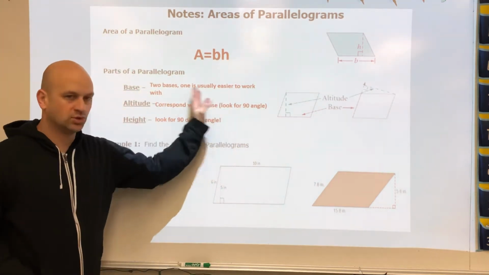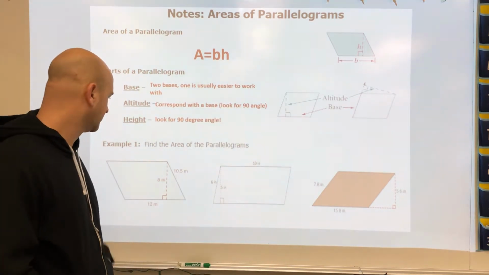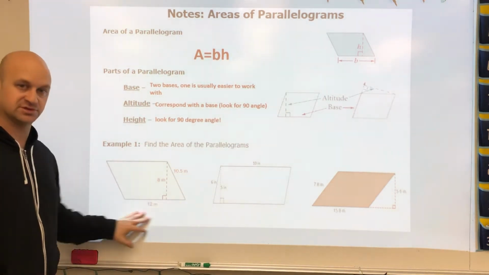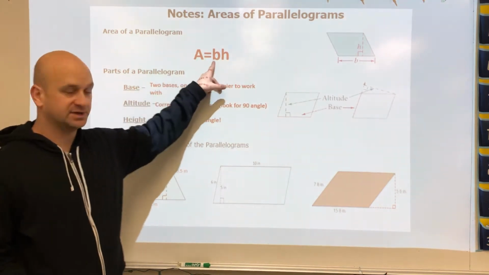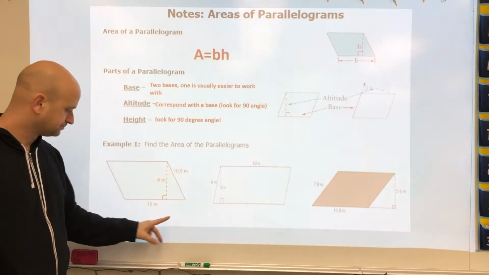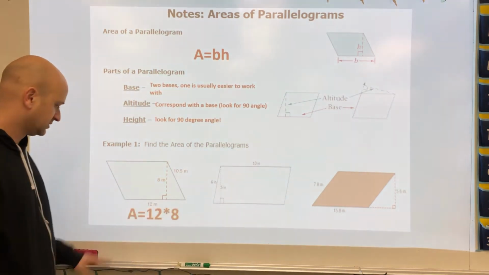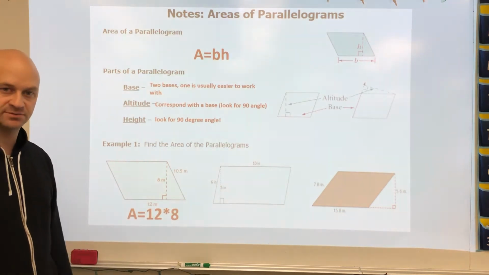And most times one is going to be easier to work with than the other in terms of what sides to choose from. So if we look down here, there's three numbers, and we have to pick two of them because we want the base and the height. And we know the height has the 90-degree angle. That means the base has to be 12. So our area would be 12 times 8.